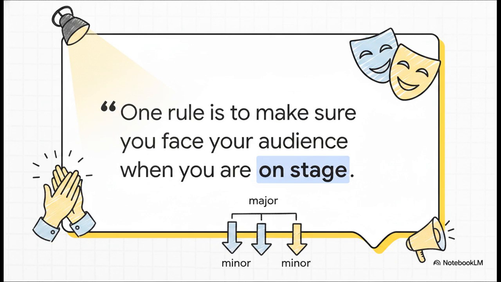Let's actually see this hierarchy in action using an acting on stage example from the text. The sentence, "One rule is to make sure you face your audience," is a major supporting sentence. It directly supports the overall topic of important rules for acting. But the very next sentence, expanding on what happens if you turn away from the audience, is a minor supporting sentence. It doesn't introduce a random new rule. Instead, it expands directly on the major sentence by explaining the why behind it.